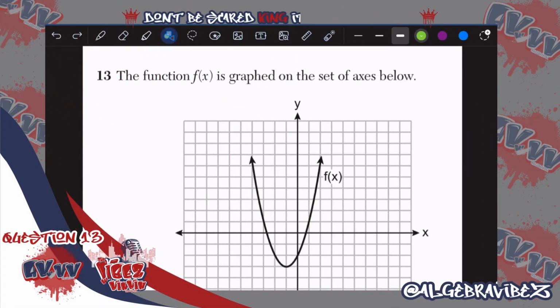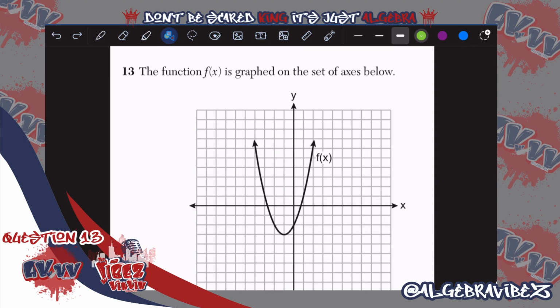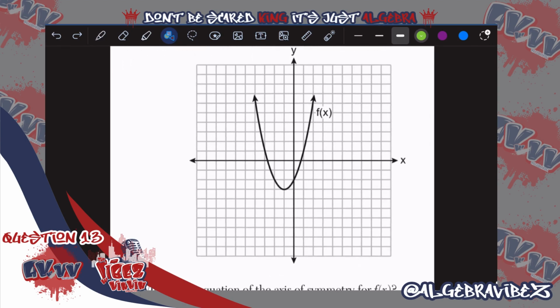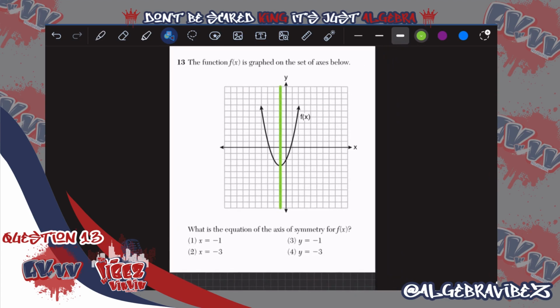All right, so 13, the function f of x is graphed on a set of axes below. Really, the only thing that you have to do with this is look at and focus on the x values only. So I'm going to make a line real quick using this bright color, and that is the line that we're going to be focusing on. I'm just going to zoom out a little bit so you can see the entire question.